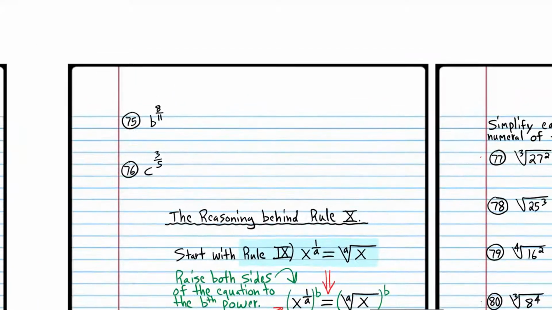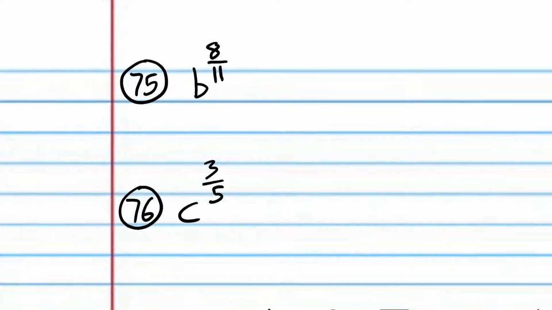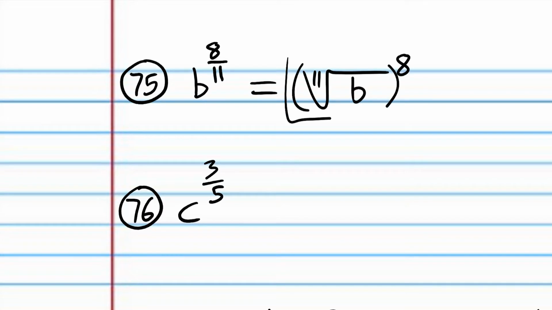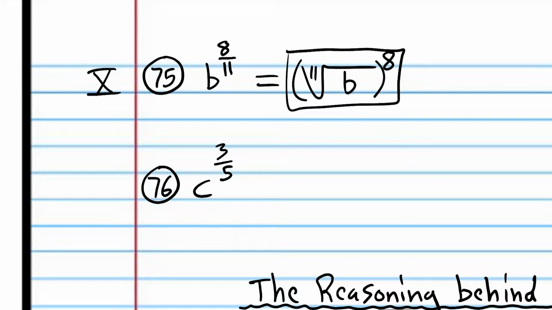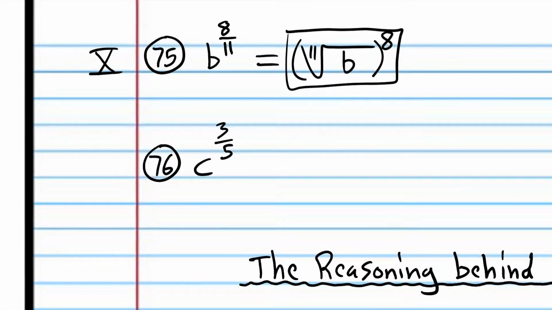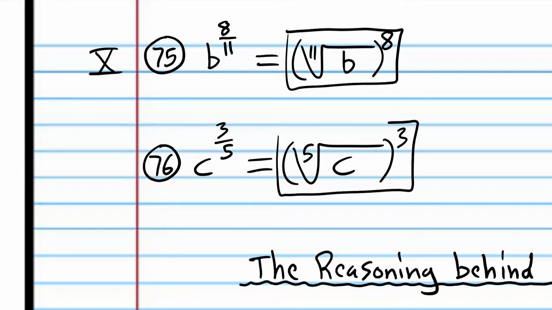On to 75. Try number 75, and when you come back, we'll do it together. All right, we're back. The denominator is 11, so that's going to be the 11th root of b, all raised to the 8th power. So if you got that answer, good job. Try number 76, and when you come back, we'll do it together. All right, we're back. The denominator is 5, so that's going to be the 5th root of c, all raised to the 3rd power. If you got that answer right, good job. That's rule number 10.